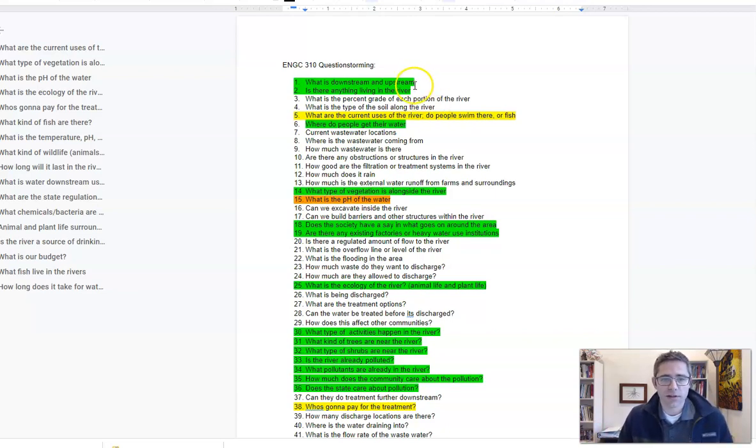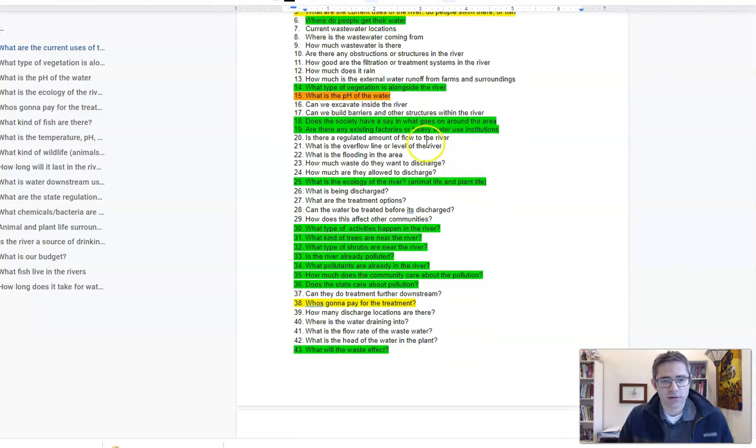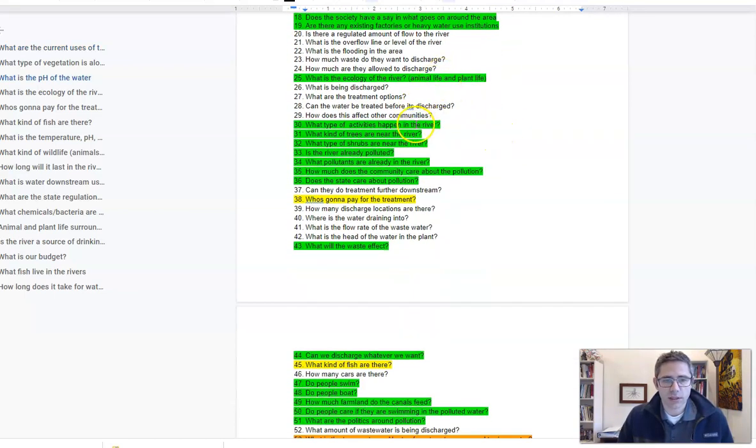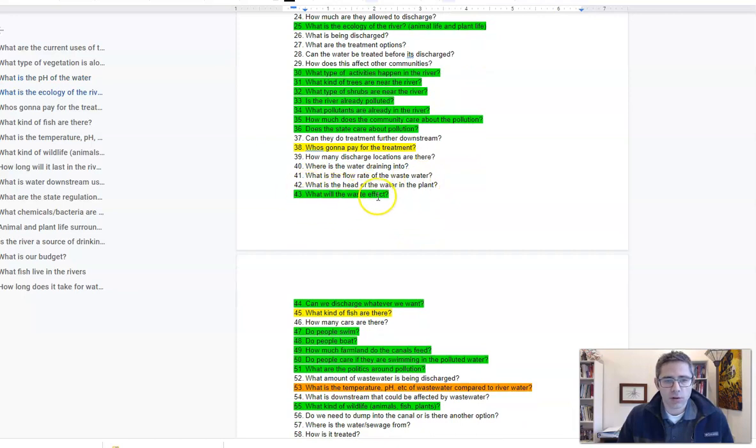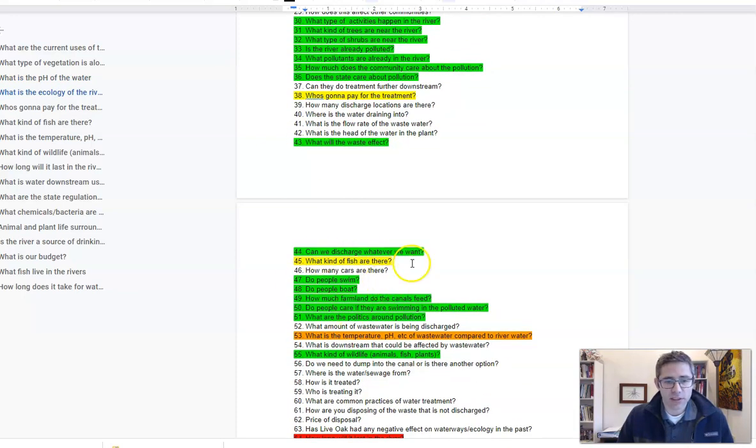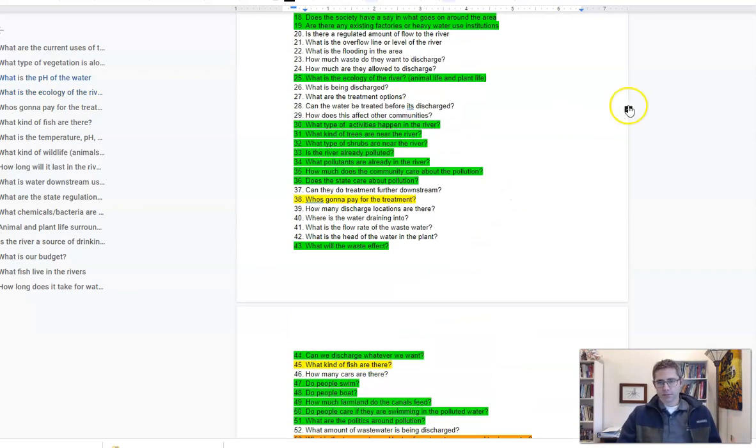What's downstream and upstream? Is there anything living in the river? Where do people get their water? What type of vegetation is alongside the river? Does society have a say in what goes on around the area? Are there existing factories, heavy water use? What's the ecology? What type of activities? What kind of trees? Is the river already polluted? What will the waste affect? Can we discharge whatever we want? Do people swim? Do people boat? All these questions get at this topic of water quality.